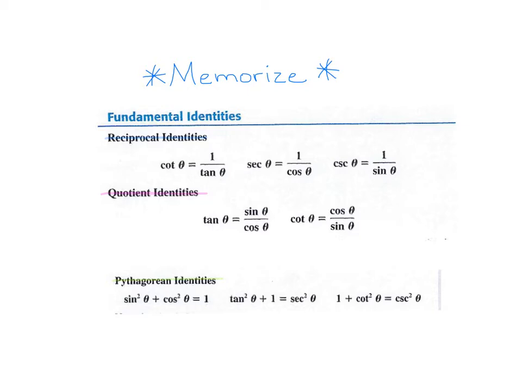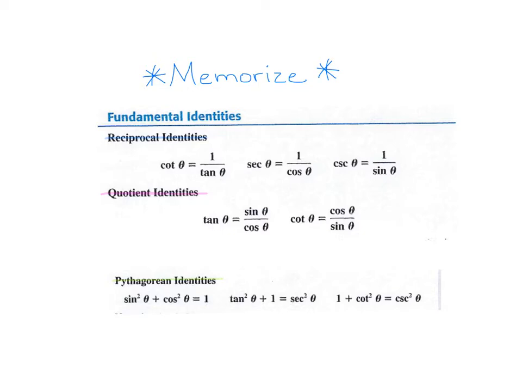So tangent is equivalent to sine theta over cosine theta. And cotangent is cosine theta over sine theta. And then we have our 3 Pythagorean identities, which we used also in chapter 5.